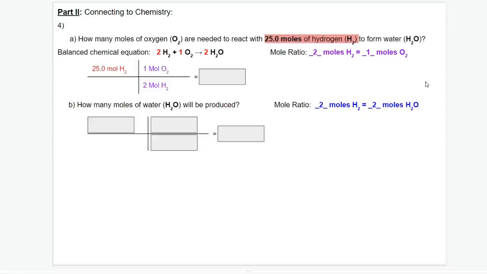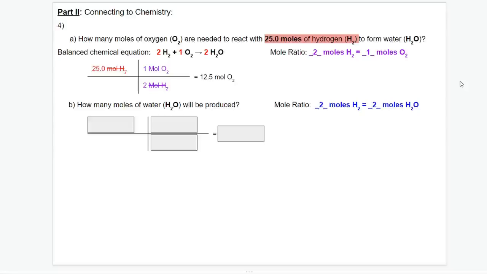So now I have 25.0 moles of H2 times 1 mole O2 divided by 2 moles H2. So my moles of H2 get canceled because it divides by itself. So I'm left with 25 divided by 2. So my final answer is 12.5 moles of O2.